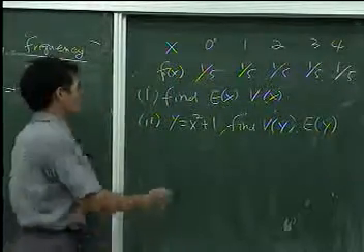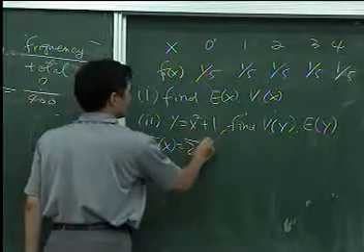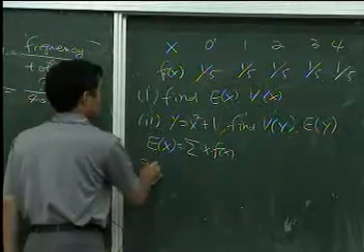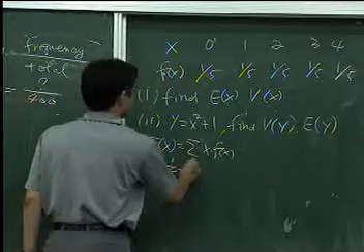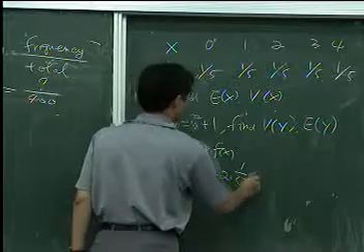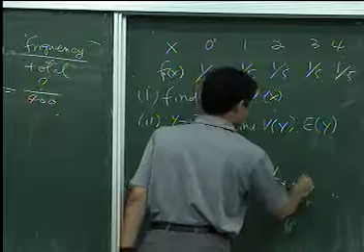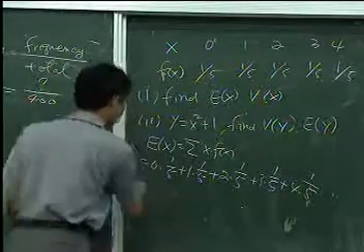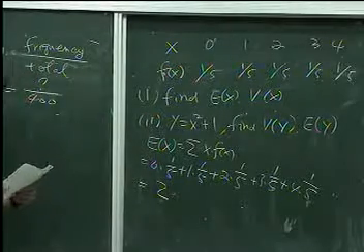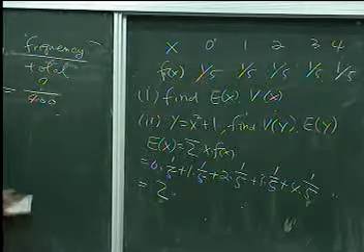So let us do this. Expectation of x is equal to summation x times fx, right? So you have 0 times 1/5, 1 times 1/5, 2 times 1/5, 3 times 1/5, 4 times 1/5. So what you get? It is equal to 2, right? It is equal to 2. Okay, then let us try to figure out what's the variance of x.